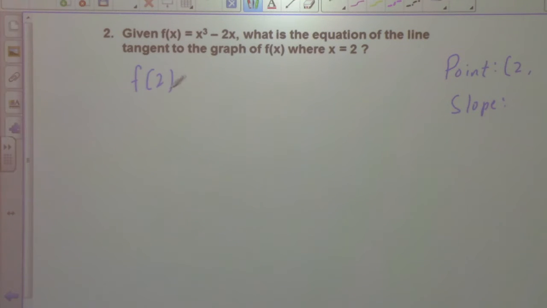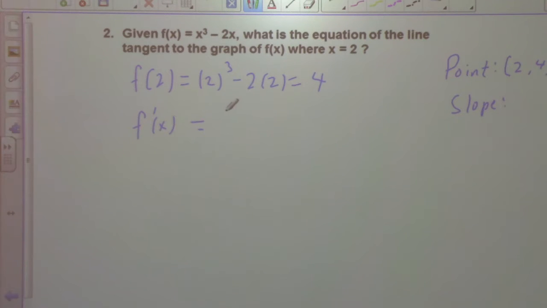So we're going to find, you don't have to do these first thing, but sometimes I just like to go get the point first. So we're finding the y coordinate to this point. So 2 cubed, that's going to be 8 minus 2, that's going to be 4, right? Yes. So 4.